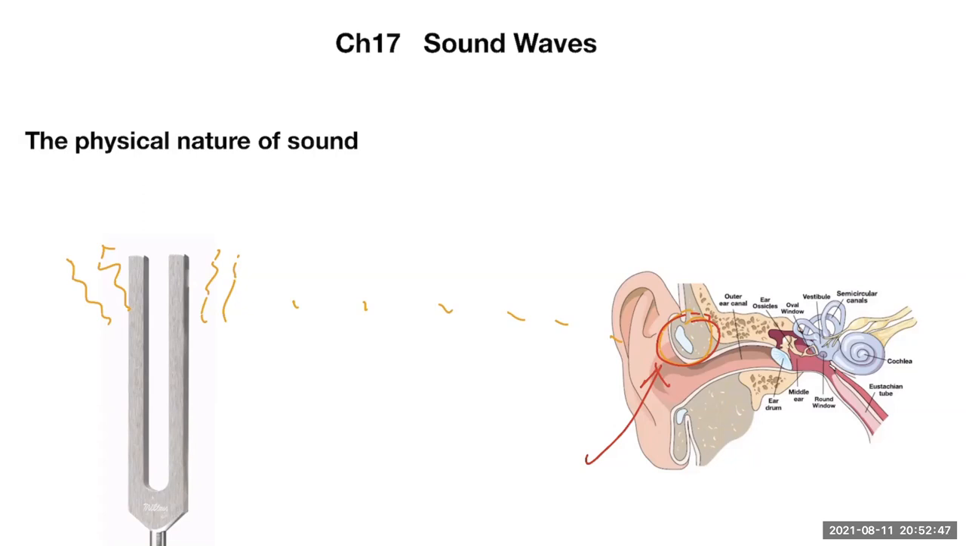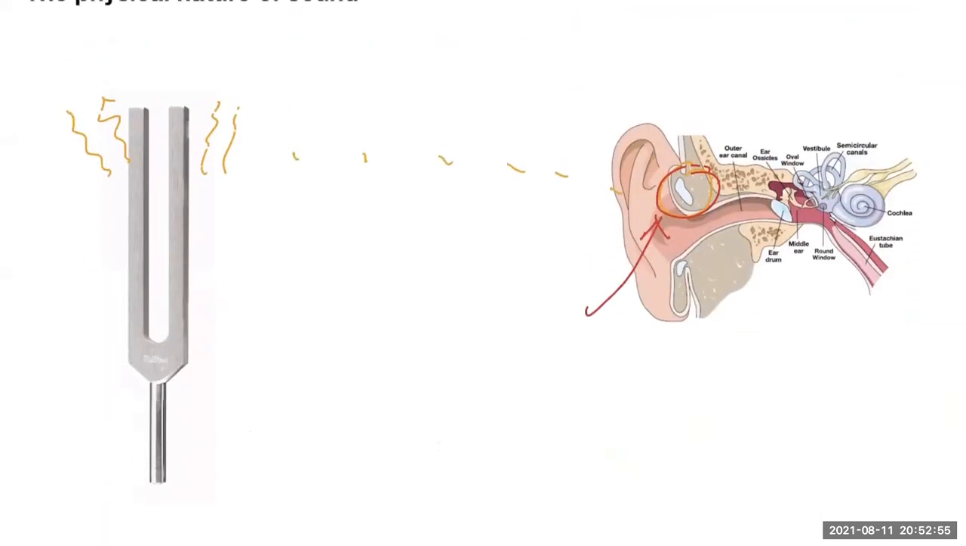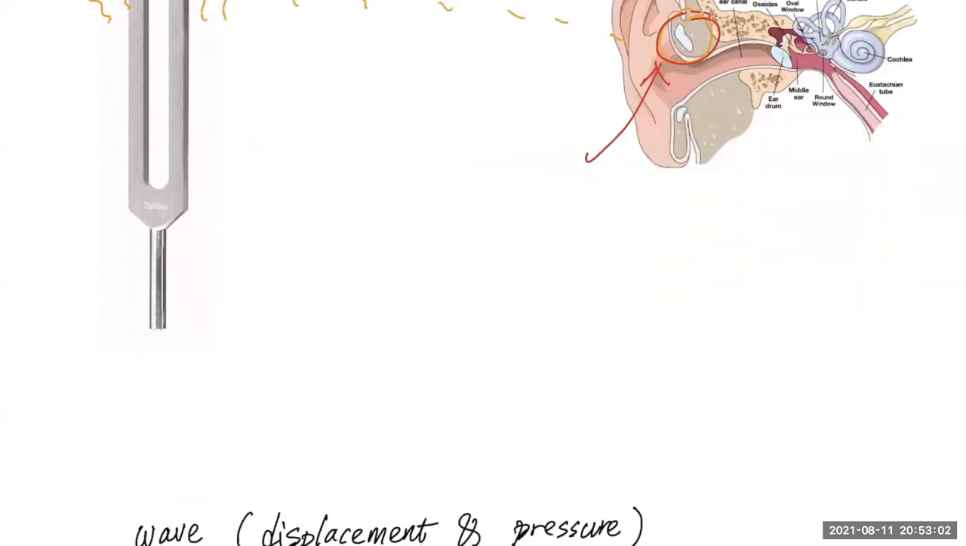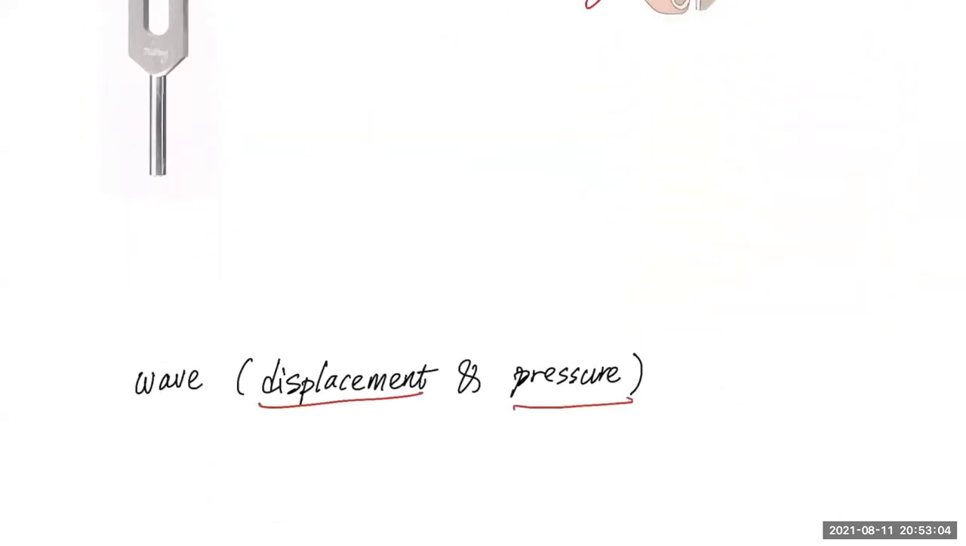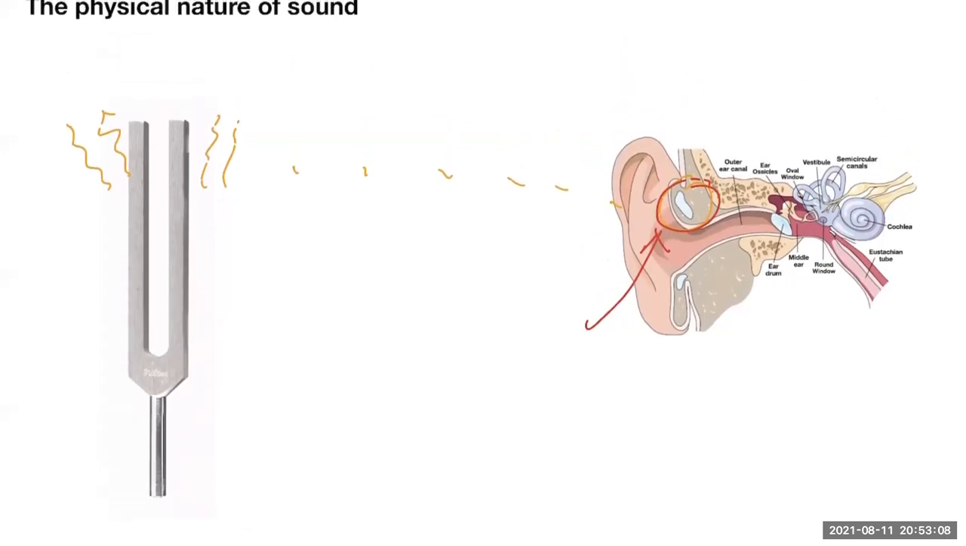And the special type of wave we're talking about here that has to do with sound, you can think of it as a displacement wave. Displacement wave because the air molecules do move around, but this displacement of the air molecules also causes a pressure variation. So you can also think of it as a pressure wave. Okay, so this is a brief statement of the physical nature of sound.